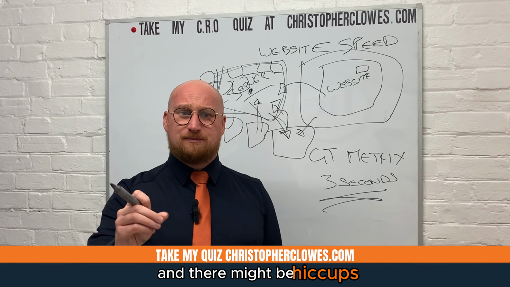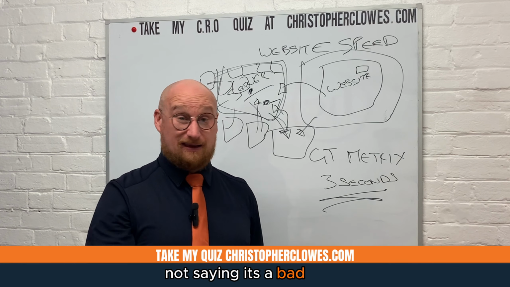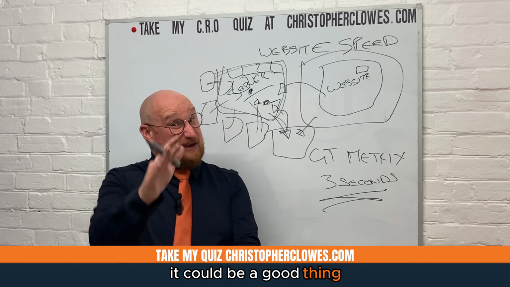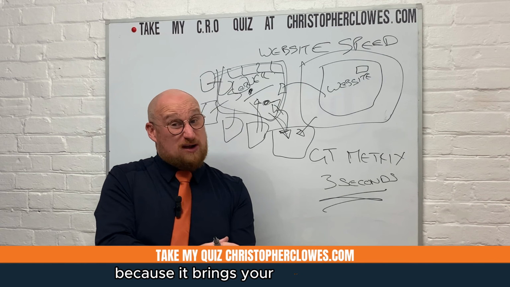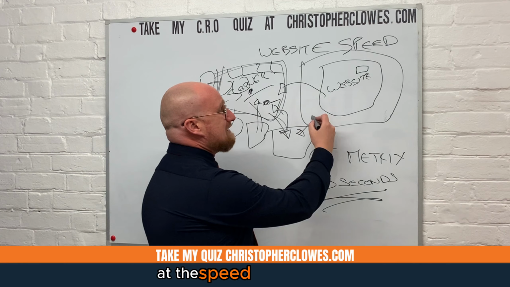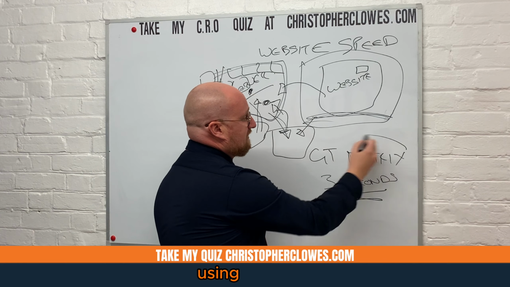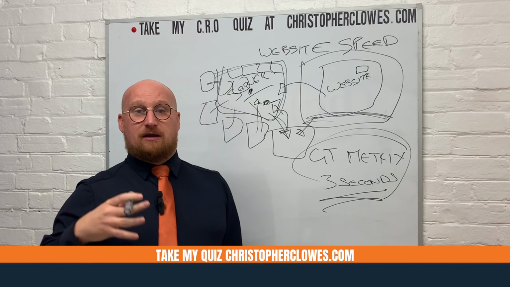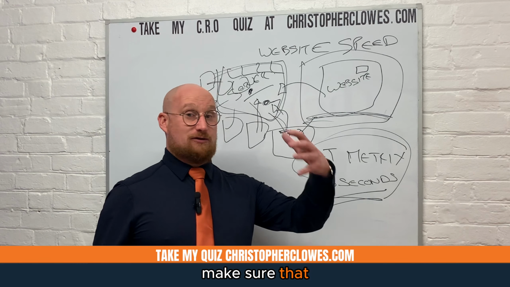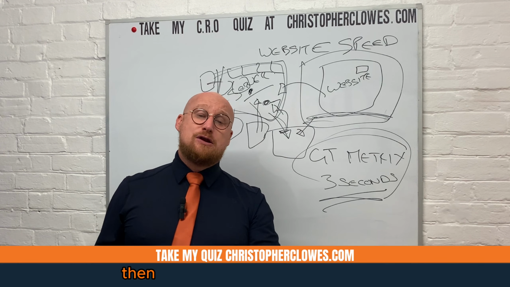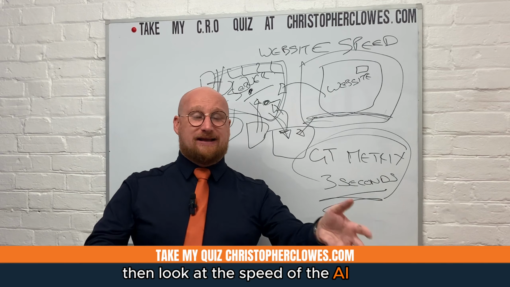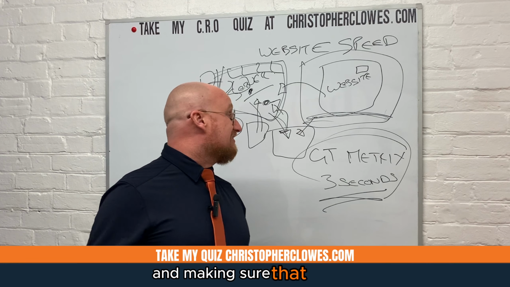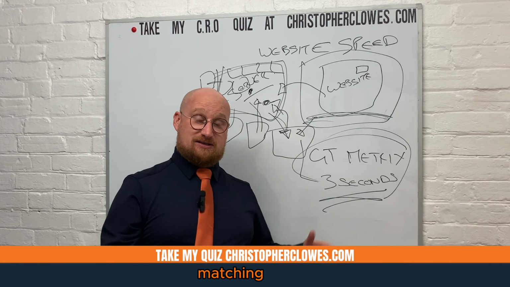So what we need to do, I'm not saying that's a bad thing, it could be a good thing, because it brings your price right down. But what we need to do is look at the speed of the website using GT Metrics. Make sure that you've got good speed. Then look at the speed of the AI tools and make sure that they're matching to this.